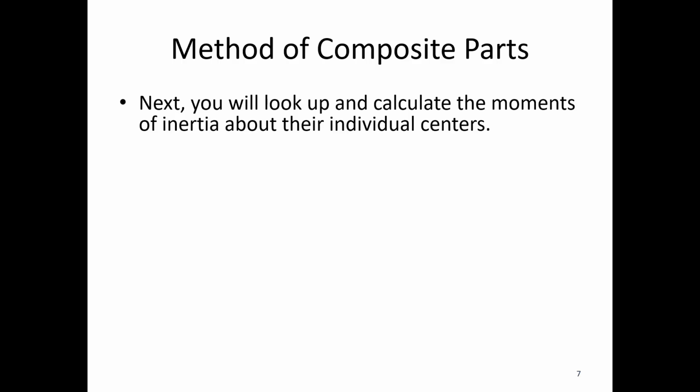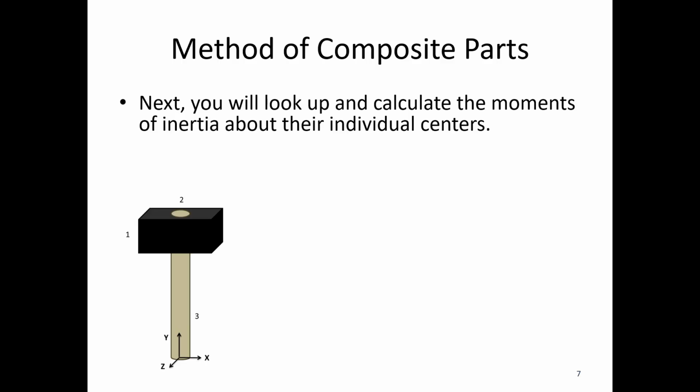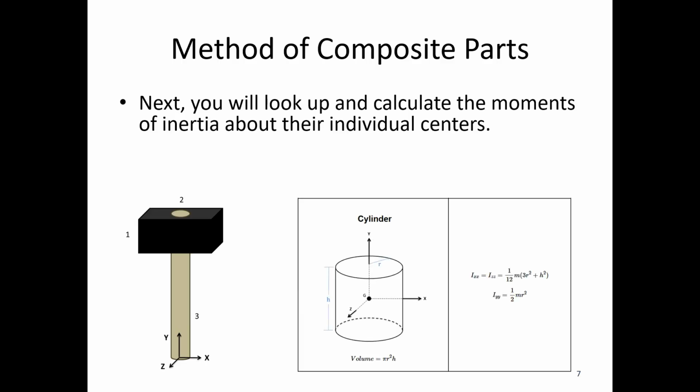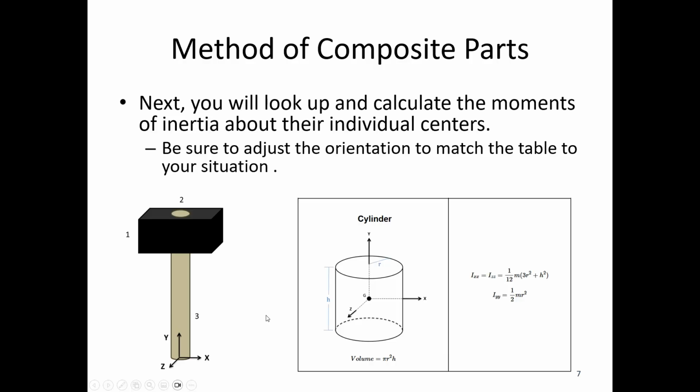So next we're going to look up and calculate moments of inertia about individual centers. For my hammer piece, an example for the handle, that cylinder piece 3, and for the cutout at 2 as well, I'm going to have the following equation that I would use. Orientation wise, this does already line up. So the Z-axis here is the same as the Z-axis over here. So I can use IZZ.